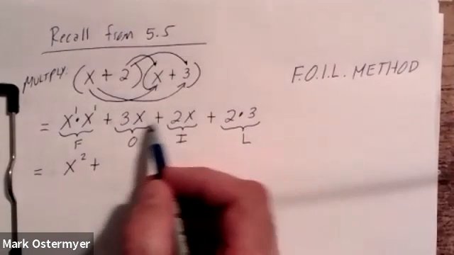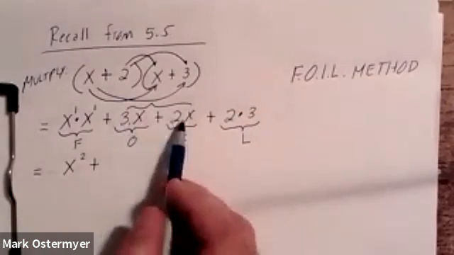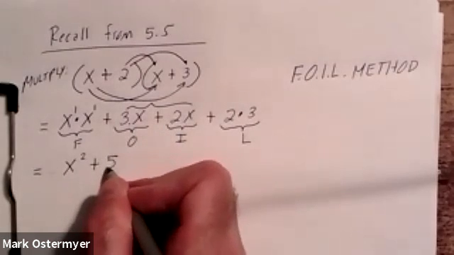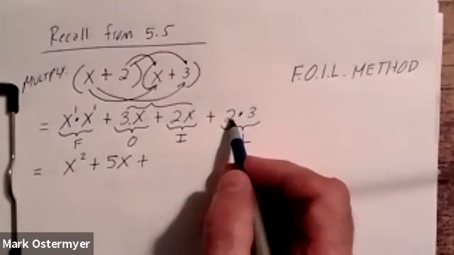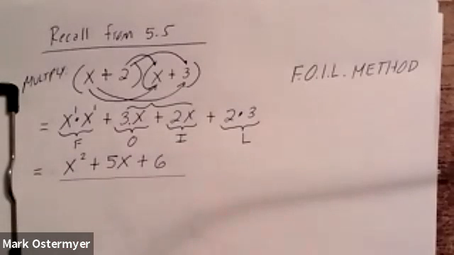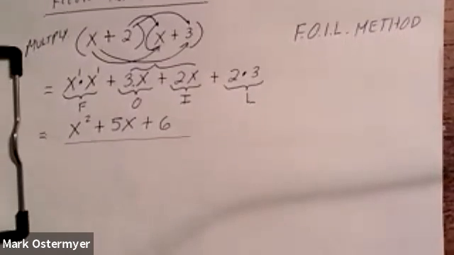Now 3x and 5x are like terms, they should be combined. And what is 3x plus 5x? Well, they would combine to give us 5x. 3x plus 2x is 5x. And 2 times 3 here is going to be 6. So this was the FOIL method of multiplying two binomials together that we discovered last week. Okay, that's probably one of the most popular ways of multiplying binomials together. Not the only way, but probably, like I said, the more popular way.